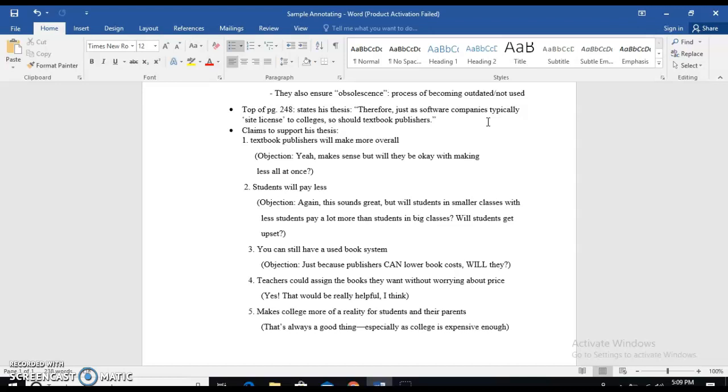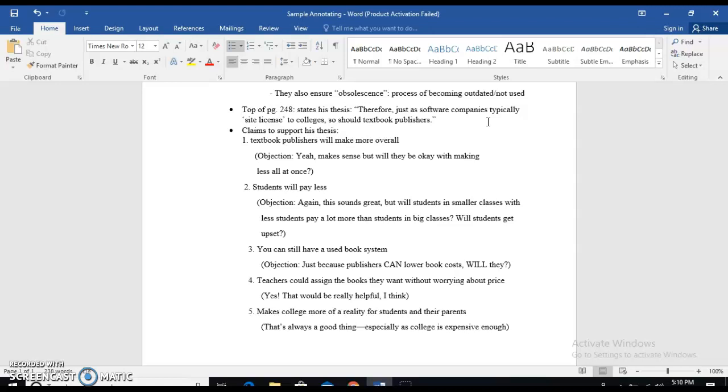Because again, if they're making $120 to $180 per book now, if you're only licensing these books for whatever, $15, $20 per semester, then that means that these companies are going to be making a lot less in the short term, right? Will they be happy with that? And again, that's just my kind of question or concern with his claim, right? Maybe something he hasn't considered.